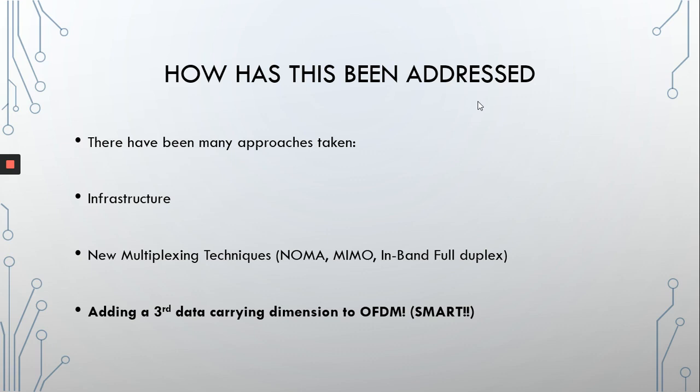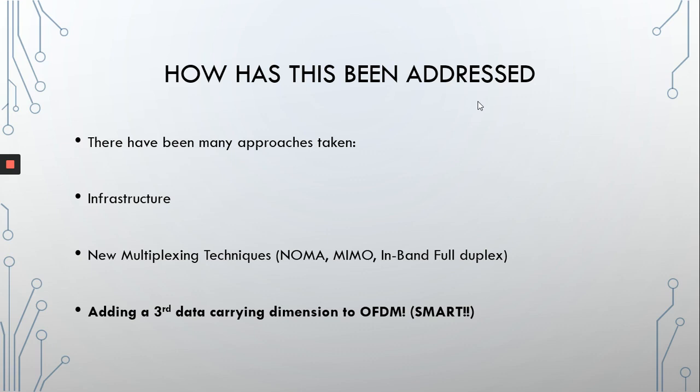So, how has this issue been addressed? What are the issues? What are the approaches that have been taken? Well, a very classical approach to take is actually by improving infrastructure. However, this can be costly, both in terms of time and money. Other people have thought about, well, why don't we try to use perhaps more advantageous multiplexing techniques, which might be better to use than OFDM?